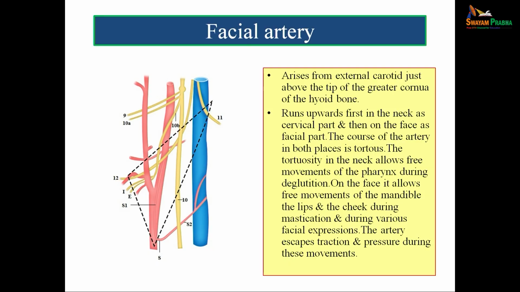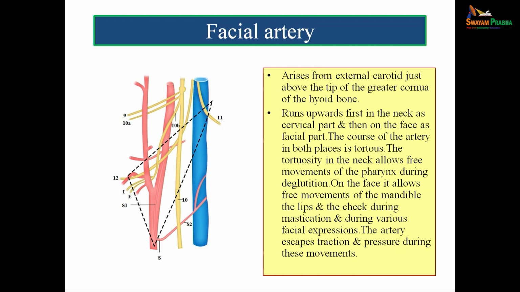Now the facial artery arises from the external carotid just above the tip of greater cornua of hyoid bone. It runs upwards first in the neck as cervical part and then on the face as facial part. This artery is tortuous in both the places. So this is another artery which is tortuous. Why is it tortuous? So as to allow free movements of the pharynx during deglutition, and in the face, free movements of the mandible during mastication and various facial expressions. Free movements are possible only if the artery is tortuous.